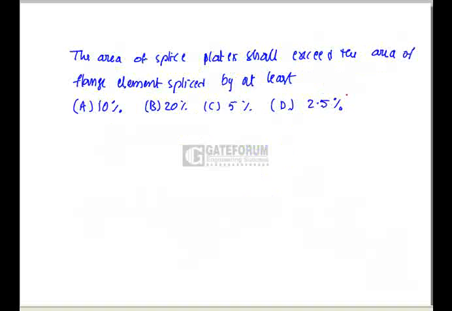Here the question is, the area of splice plates shall exceed the area of flange element spliced by at least how much percentage. It is a direct question and the answer is 5%.